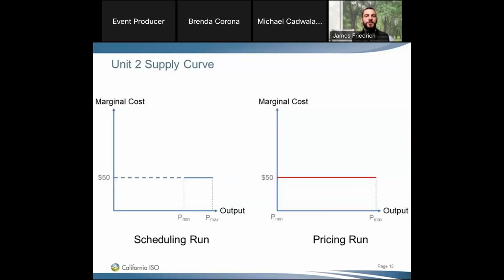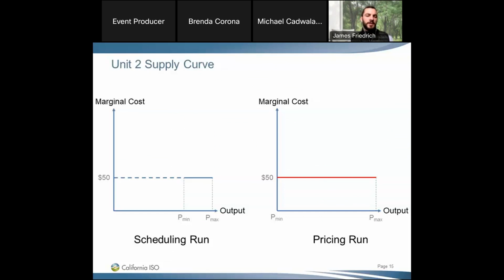So I'm going to show two different types of curves here to demonstrate a little bit more about what's happening. We mentioned in the beginning that the supply curves of the units actually change between the scheduling run and the pricing run if the resource is modeled differently in the pricing run for pricing purposes. So this is the marginal cost, or the supply curve, of unit 2. On the left-hand side, this is the marginal cost represented in the scheduling run, and the right-hand side is the marginal cost represented in the pricing run.